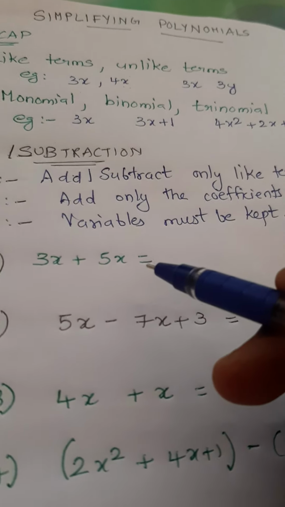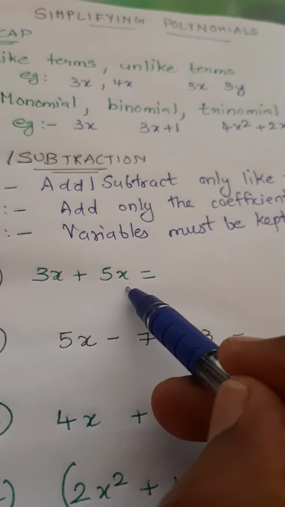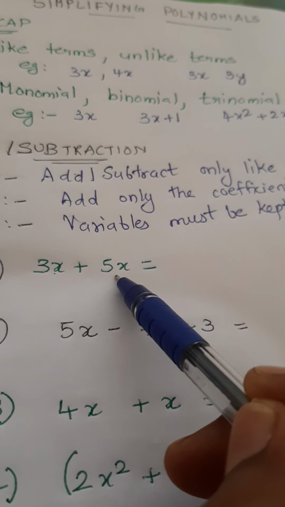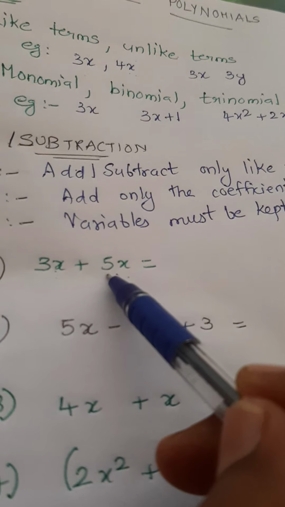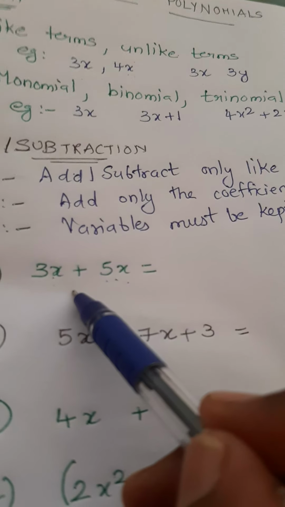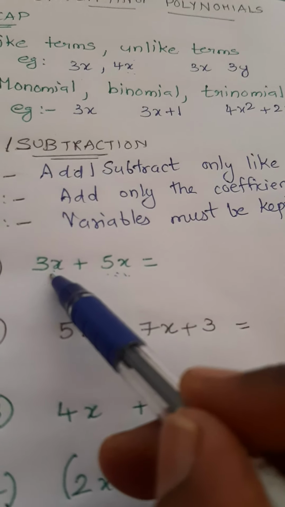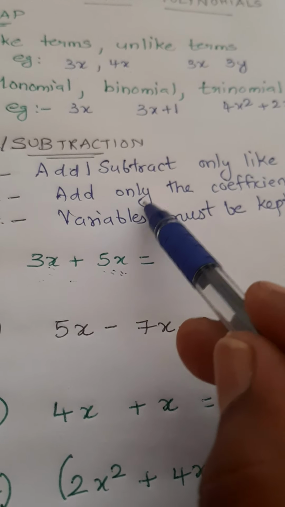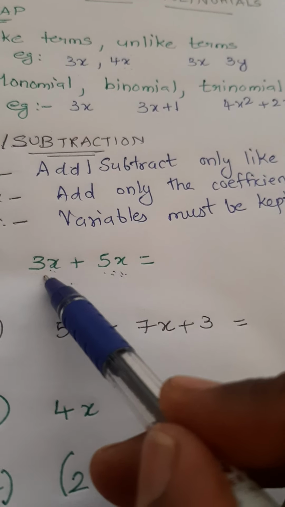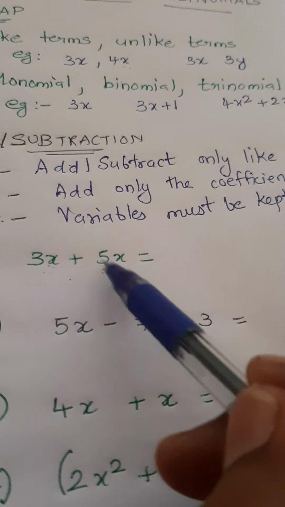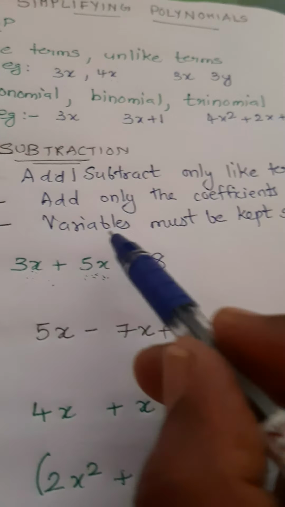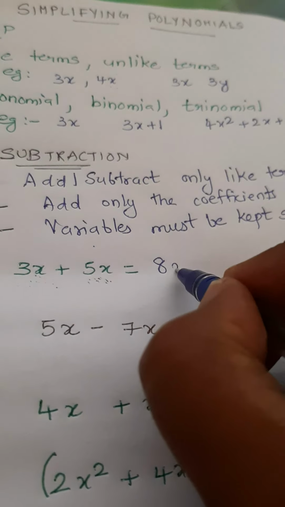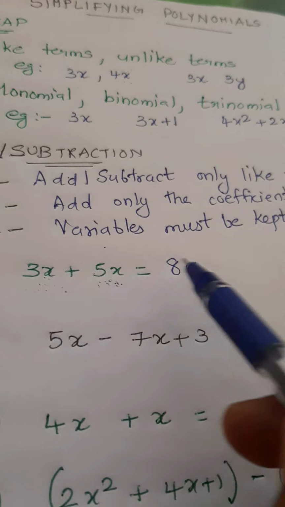I have taken some very easy examples. For example, 3x and 5x. This is a monomial 3x and this is a monomial 5x. If we want to add these two terms, what will we do? First step is, are these like terms? Yes, both are like terms, as the exponent of x here is 1, here also it's 1. Now, second step is add only the coefficients. So here the coefficient is 3 and in this case it is 5. So 3 plus 5 will become 8. Third step is keep the variables as it is. That is, x should remain as x. So 3x plus 5x is 8x.